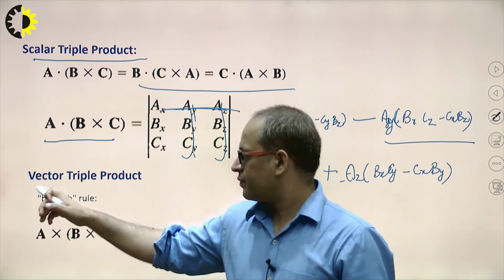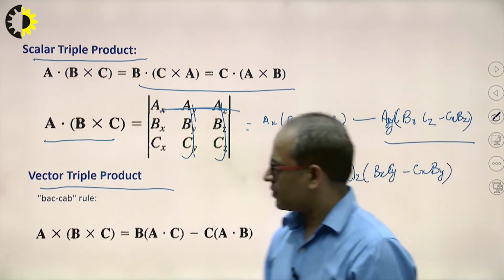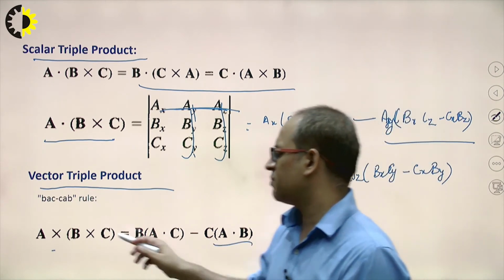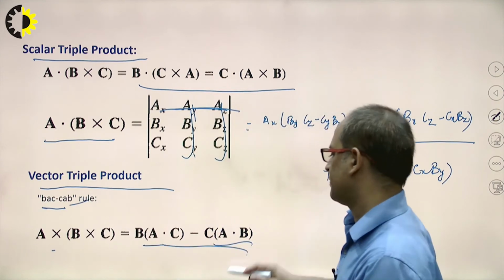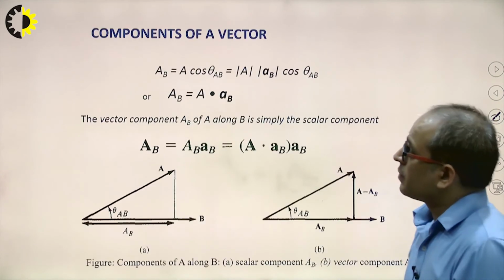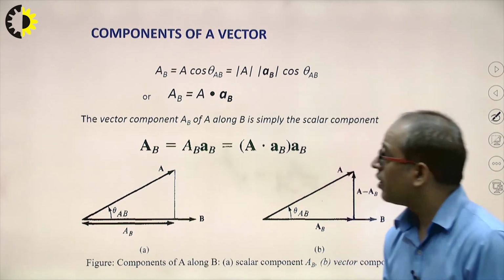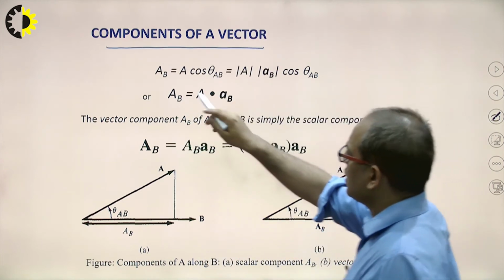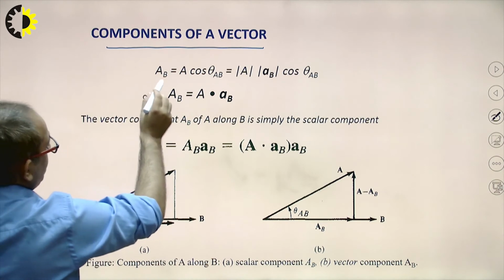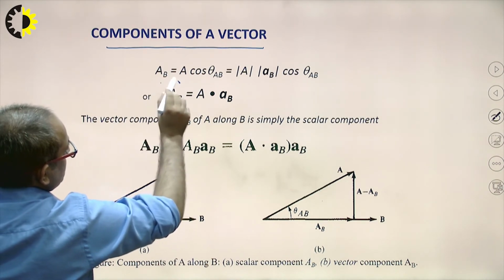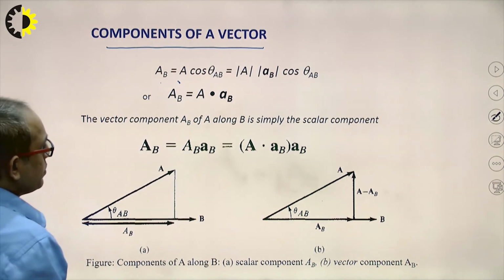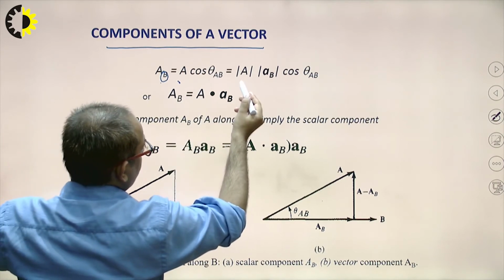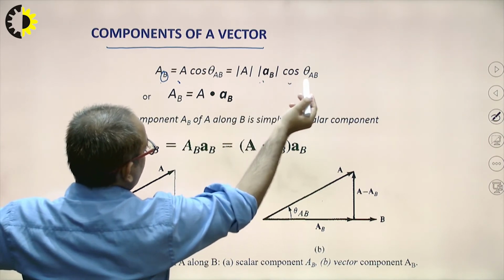Now next one is the vector triple product, that is A cross B cross C is equal to BAC minus CAB. Here the same rule is BAC minus CAB. Clear? Now next one is, what are the components of a vector? I have already told you that if I say A_B is equal to A cos theta_B, what does this B represent? It represents the magnitude of the A vector.